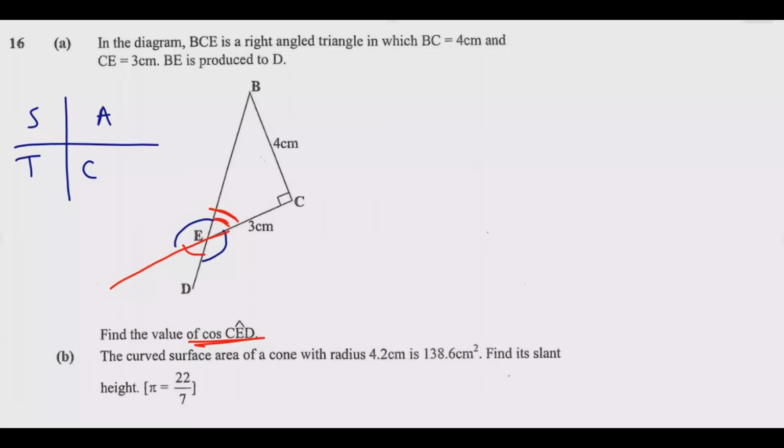So the first thing is, we know that cos CED, that angle, is equal to negative cos angle CEB. So we just need to find angle CEB, which is the interior angle, then we negate it. Once we negate it, we will notice that this angle and this angle are equal.